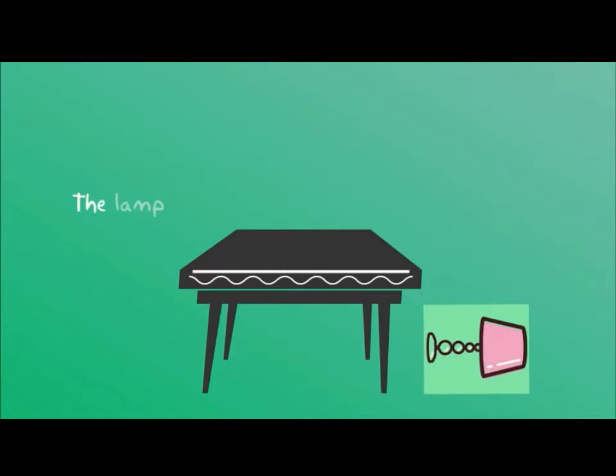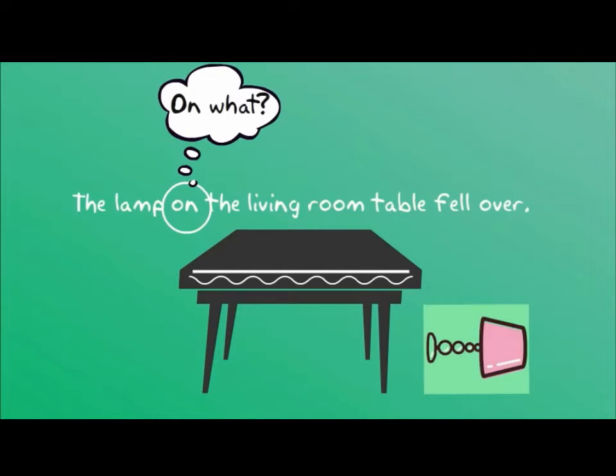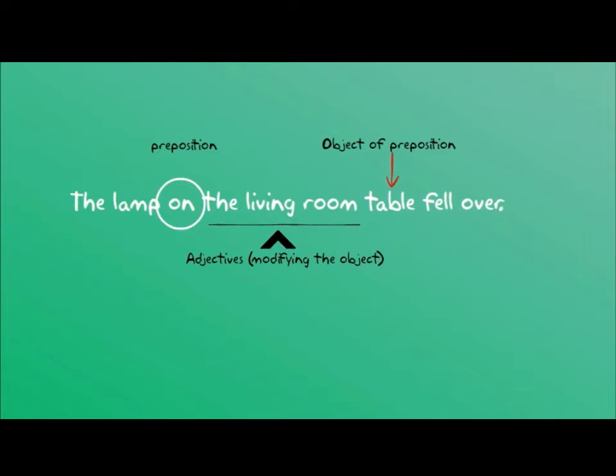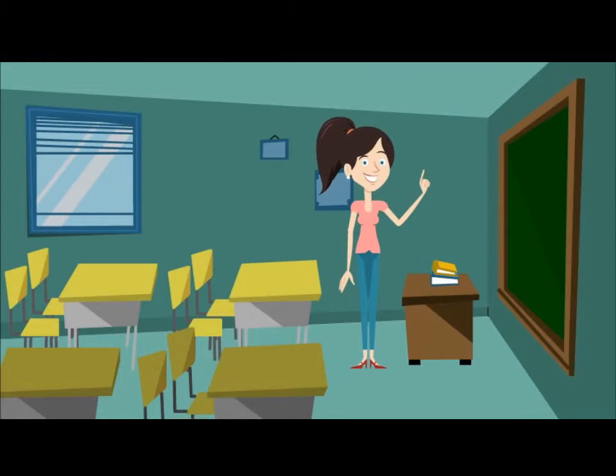So let's look at another example. The lamp on the living room table fell over. I recognize on as a preposition. So I ask, on what? On the living room table. Table is the object of the preposition on. The words the and living room are adjectives describing table.